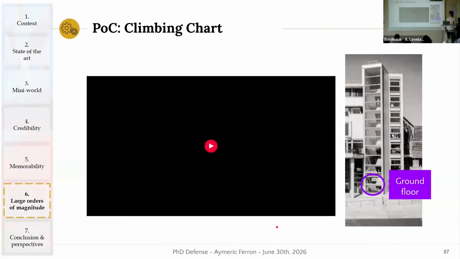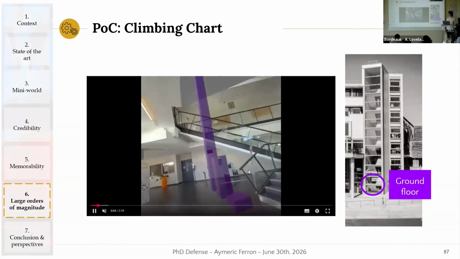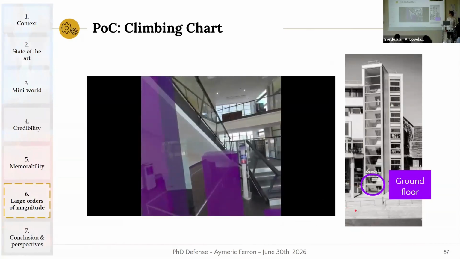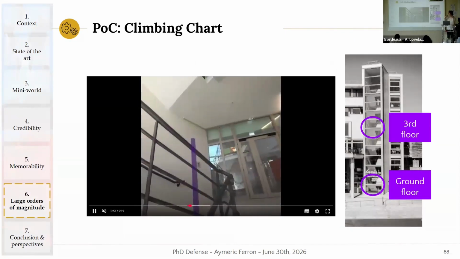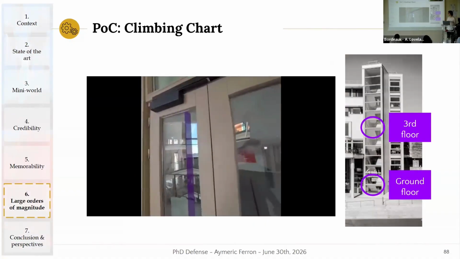So we now present a proof of concept, the climbing chart. It's a vertical bar chart displayed in the inner building. So here you can see that the small values are really close to the ground and the biggest value reaches the top of the building. So basically it invites you to climb stairs to progressively explore the visualization.